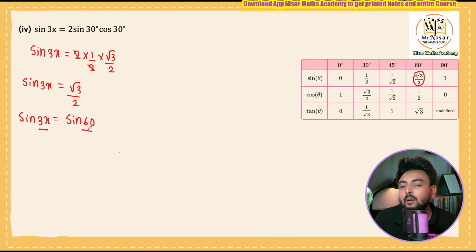Now you have to compare these angles. It's not the value of x. Here it is 3x is equal to 60. See, this is something a different question. So 60 by 3, the answer will be 20.